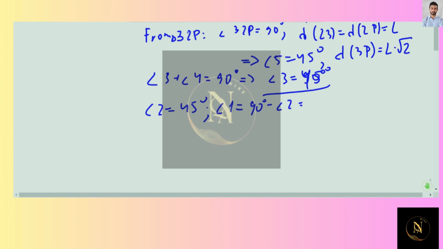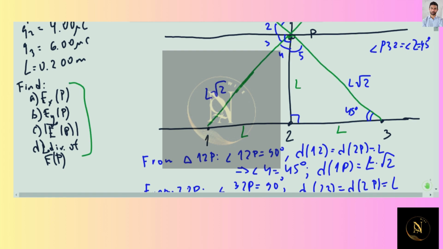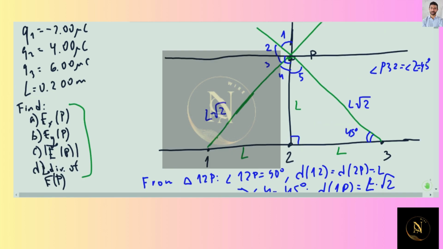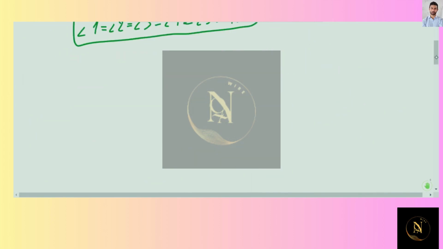which is 45. So let's summarize our findings for now, which is very important for this task. Angle 1 equals angle 2 equals angle 3 equals angle 4 equals angle 5 equals 45 degrees. So now we did a very important thing. We calculated the geometry of the system. Now let's redraw it, and we can proceed answering this question.